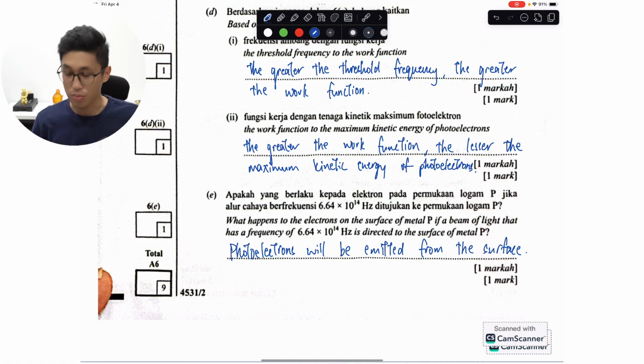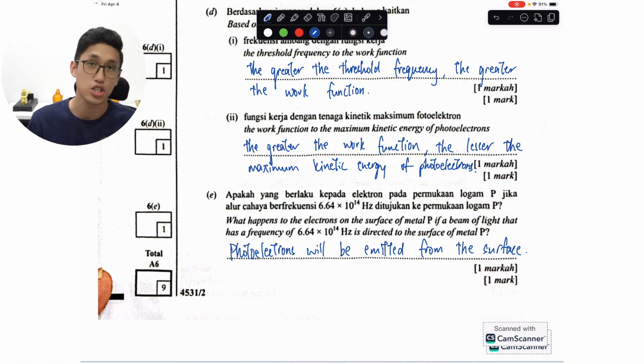So basically, that is a very simple question on Form 5 Chapter 7.